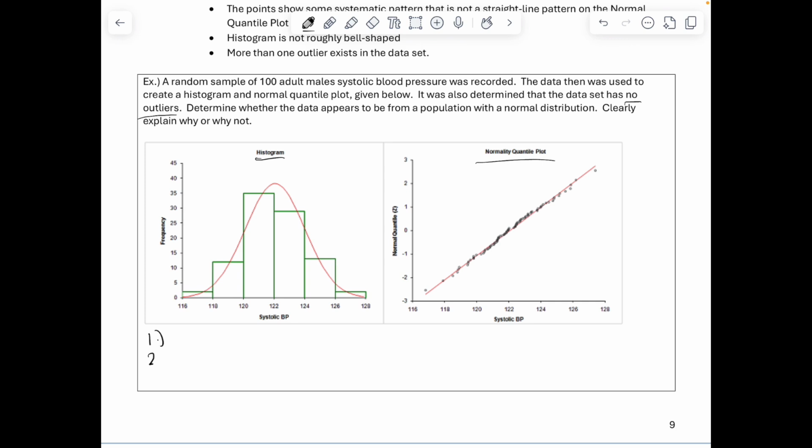So there's 3 things that we have to check in order to say that something is approximately normal or not approximately normal. The first one is that your histogram needs to be roughly bell-shaped. Not exactly, but this one does look like it's roughly bell-shaped. Then you can see that as it's approximating that normal curve that's drawn on there also. So I'm going to say histogram is roughly bell-shaped.